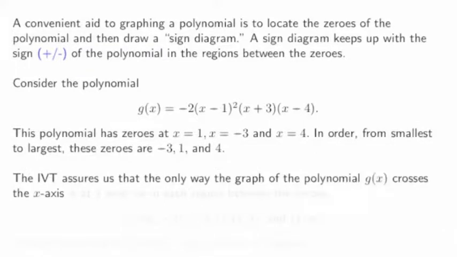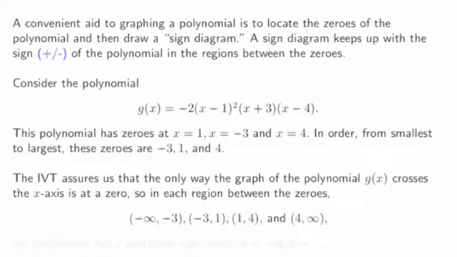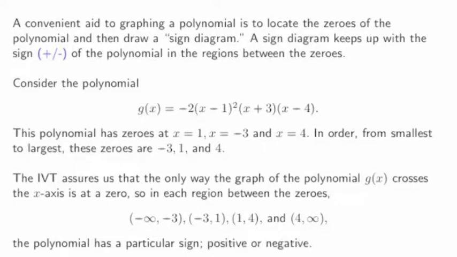The intermediate value theorem assures us that the only way the graph of the polynomial could cross the x-axis would be at a zero. So in each of the regions between the zeros, from minus infinity to minus 3, or from minus 3 to 1, or from 1 to 4, or from 4 to infinity, the polynomial does not touch the x-axis. It has a particular sign, either positive or negative.